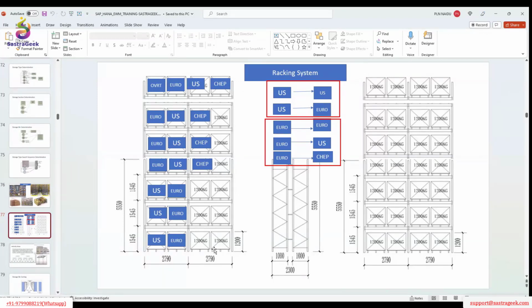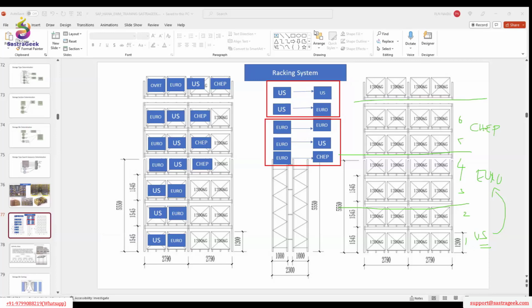We have designed it in such a way that level 1 and level 2 only US pallets will go. Level 3 and 4 are for Euro pallets. Because the US pallet is a smaller size than the Euro, US can be allowed in Euro pallet locations. Also, we have done 5 and 6 for the CHEP pallet. It goes only for the CHEP pallet.